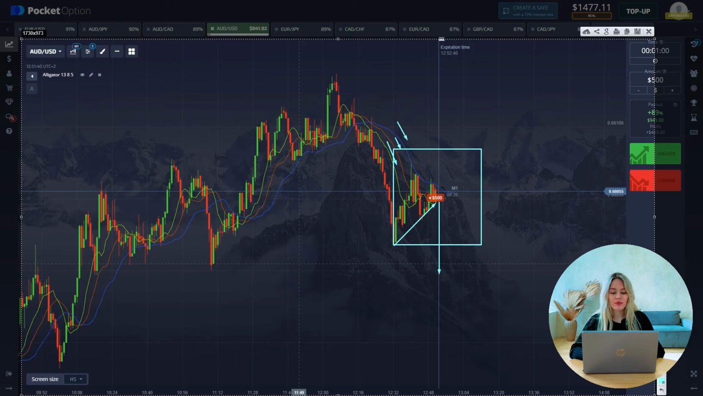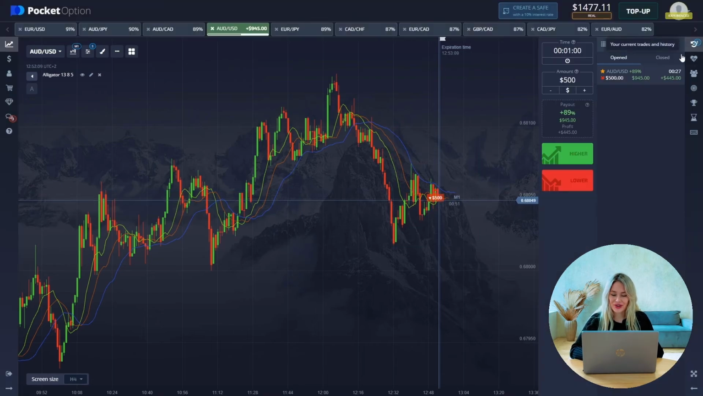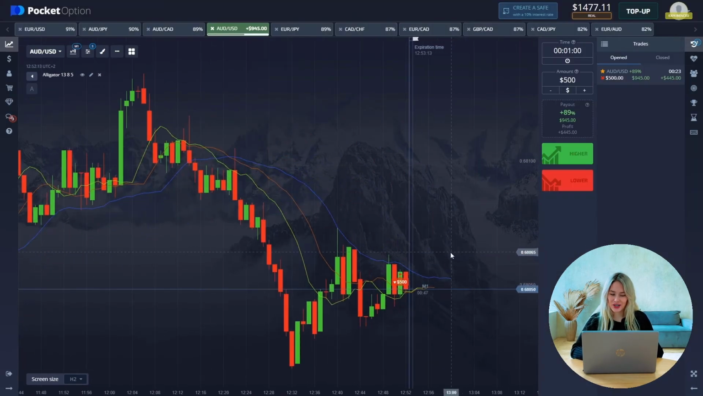We have chosen the moment of rollback. The correction is finished and the trade is open for sale. We see a good candle level. There are 10 seconds left until closing, and we see that this trade will most likely close in profit.